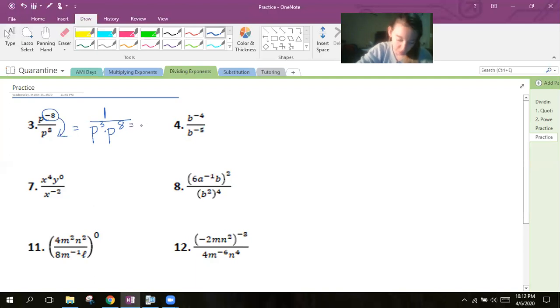All right, now we simplify it. So that 1's going to stay the same. I know that if I am multiplying exponents and they have the same base, then I take my exponents and I add them together. So that's going to be p, 3 plus 8 is 11.